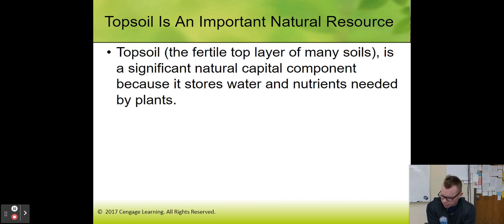All right, topsoil. Okay, this is one of your vocab words. So topsoil is the fertile top layer of many soils. It is a significant natural capital component because it stores water and nutrients needed by the plants. So if you went into your backyard and you started digging into your yard, you will find that there's a layer, depending on where you are, anywhere from like 1 inch to 5 inches thick, that's really kind of like a brown, real earthy, healthy looking color.